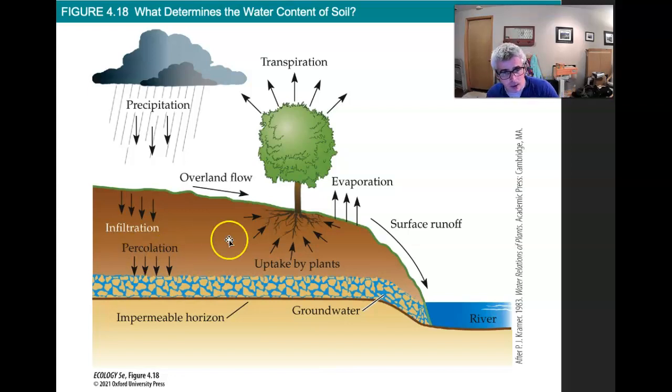And so as water infiltrates, it's taken up by plants. There's some evaporation loss from the surface, and then transpiration, that loss of water from the plants back to the atmosphere. And some water winds up in what we call surface water, rivers, etc., ponds, lakes.